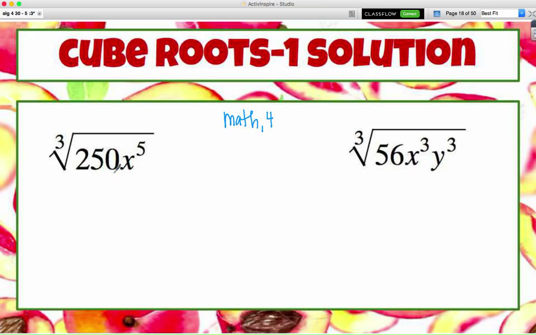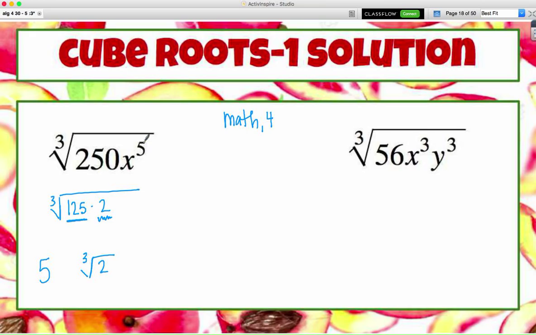So perfect cubes are like 2 times 2 times 2, which produces 8, or 3 times 3 times 3, which produces 27. So when we try to find the perfect cube inside of 250, we find that it is the cube root of 125 times 2. So I can take the cube root of 125, that's just 5, that would come outside of the radical. I cannot take the cube root of 2, so that's going to be left underneath the radical.